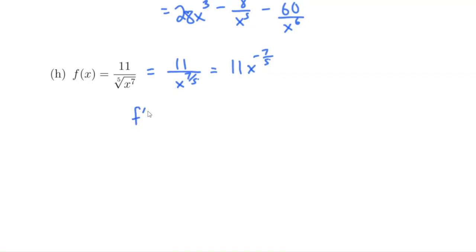So what is the derivative going to be? All this stuff up here was simplifying things. We just rewrote this in a way where we can now use the power rule. So we multiply negative 7/5 times 11, which is negative 77/5, times x to the, well, what's negative 7/5 minus 1? It's really negative 7/5 minus 5/5, which would be negative 12/5.